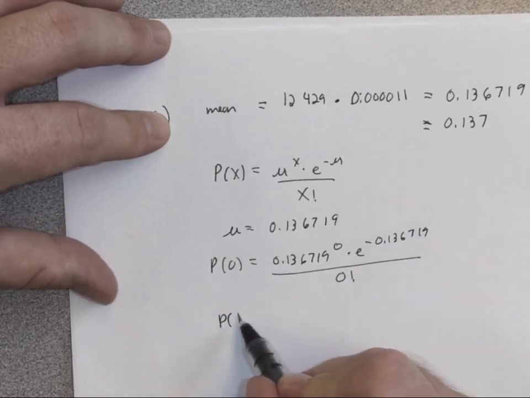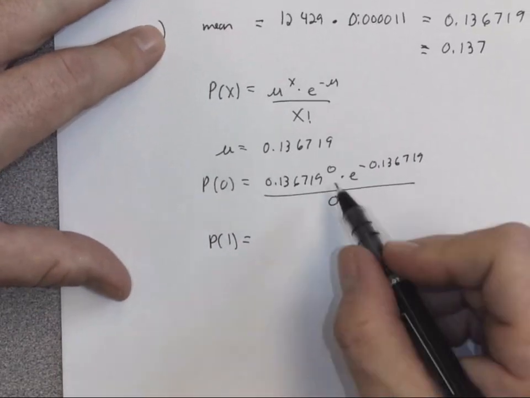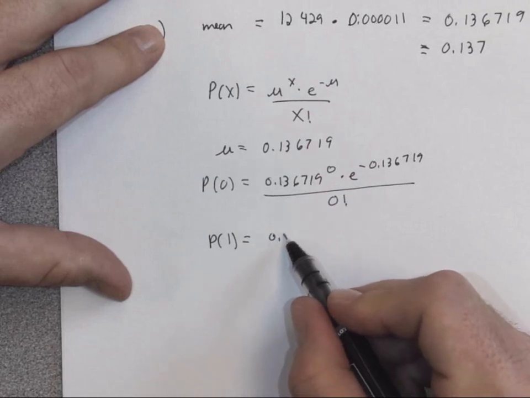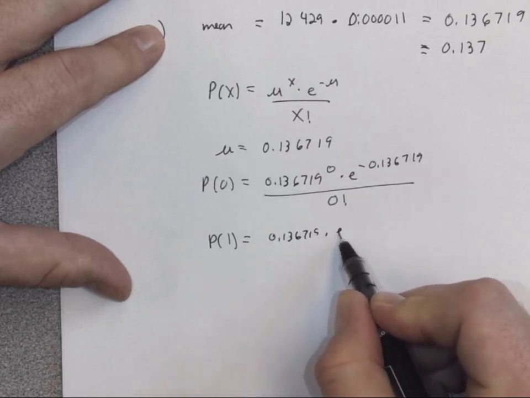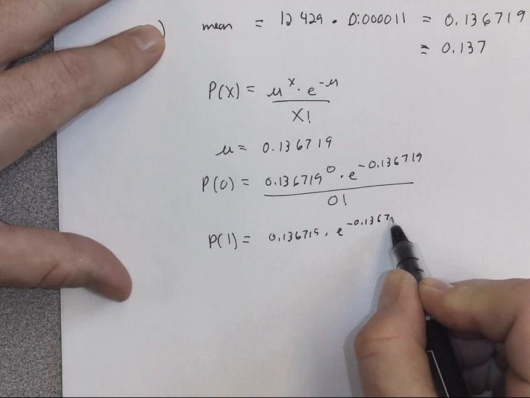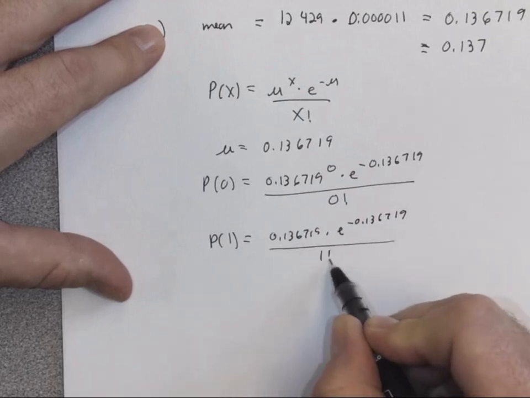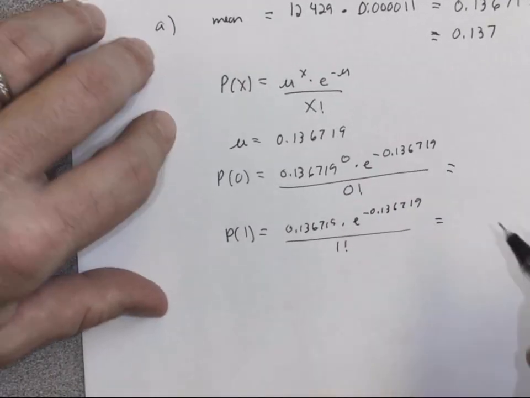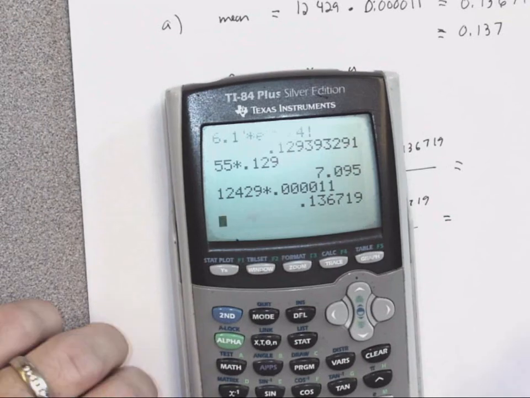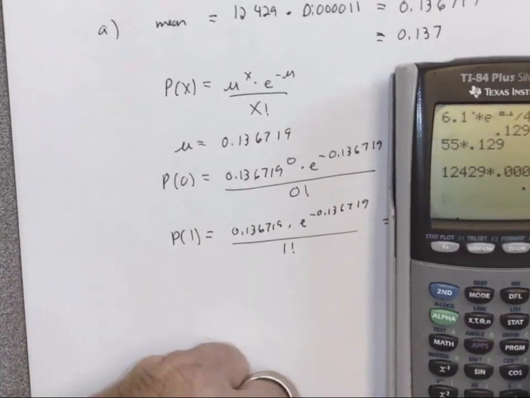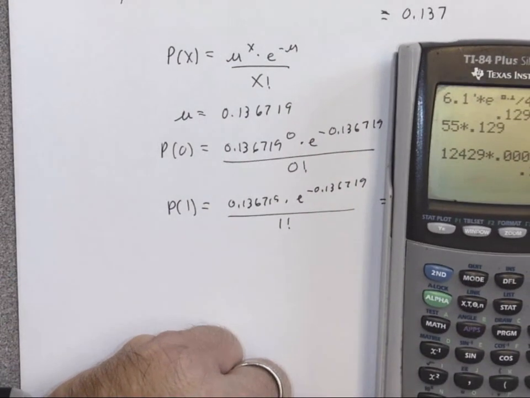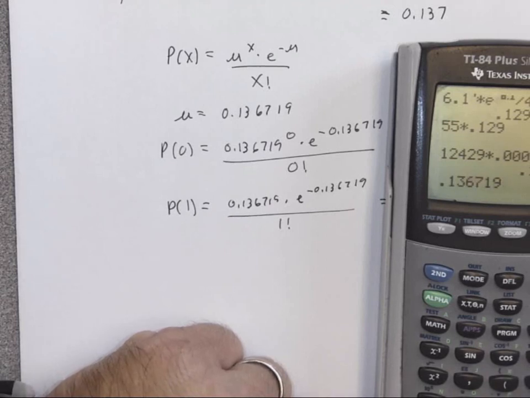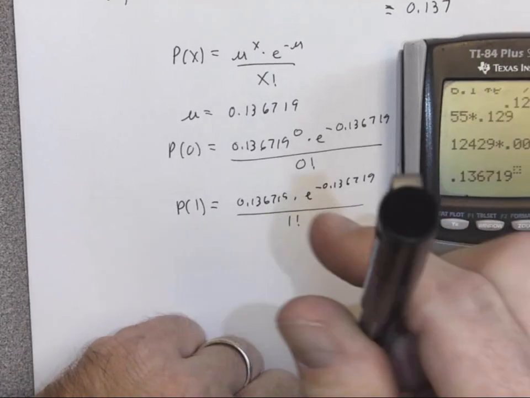And then P of 1 is going to be equal to the same thing, except we're just going to have 1 instead of 0: 0.136719 to the 1 times e to the minus 0.136719, all over 1 factorial. And then I'm just going to calculate them. You've seen me do it enough, so popping that in, we have 0.136719 raised to the, I forgot to put 1 up here.